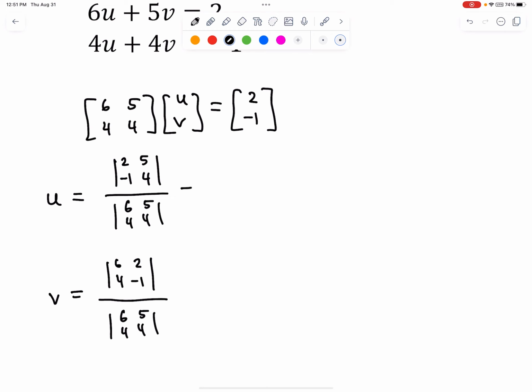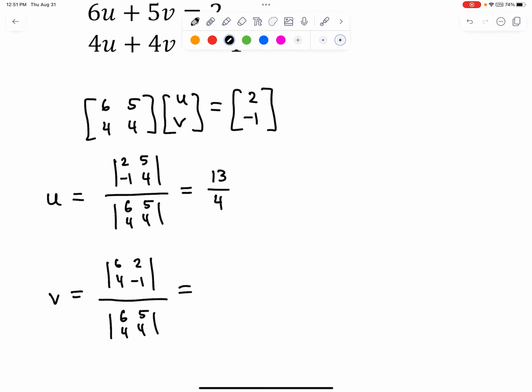Let's go ahead and actually calculate these determinants. We have 2 times 4 is 8, and 8 minus -5 is 8 plus 5, so we get 13. And then we have 24 minus 20, or 4. So 13/4 is the U value.